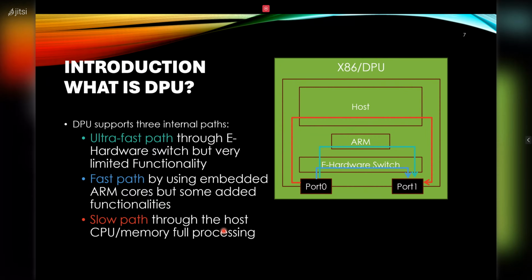And the slow path is where we need to process something with a huge computational cost, like a huge GPU or memory requirement, so we can utilize the host path. So these are the three paths available inside this DPU and SmartNIC.